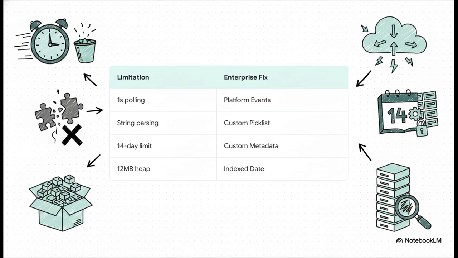For massive concurrent user bases, we'd swap that costly polling for real-time platform event subscriptions. We'd also move our magic numbers, like the hard-coded 14-day inactivity threshold, into custom metadata types, so admins can tweak them without a code deployment. We'd replace that fragile subject string parsing with a dedicated custom picklist field, and restructure our data model to dodge that heap limit risk entirely.